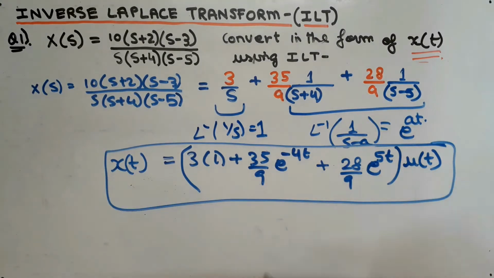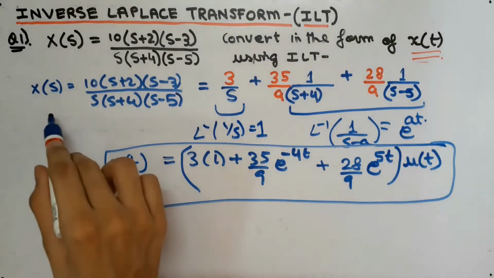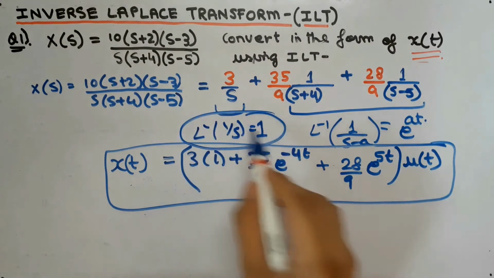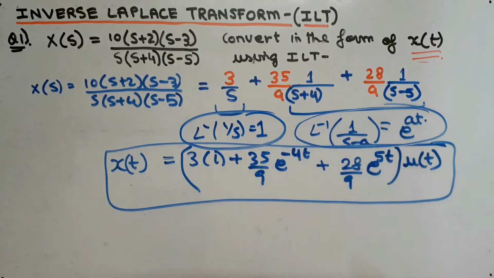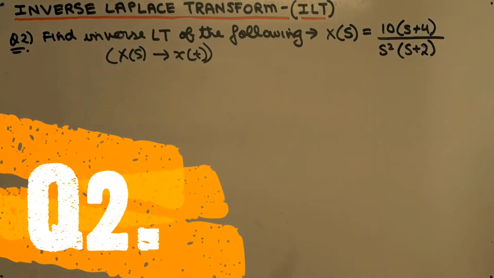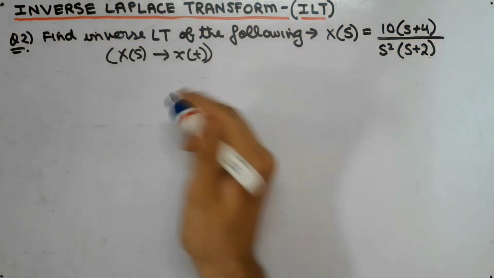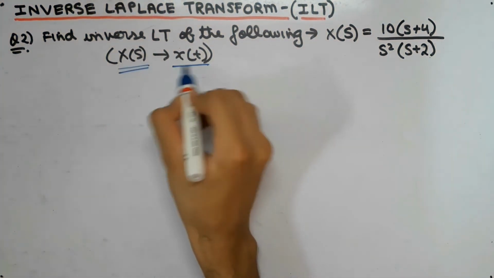Now guys, we use the corresponding formulas in order to convert X(s) into x(t), that is, we have applied inverse Laplace transform. And also keep in mind that these formulas are very important and you should always keep them in mind. Now in question number 2, we have to use inverse Laplace transform on the following, that is, we have to convert X(s) to the form of x(t).